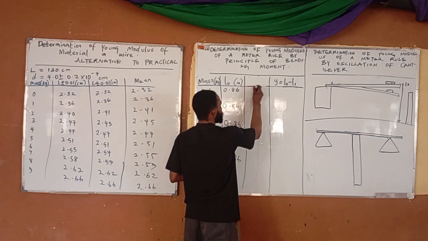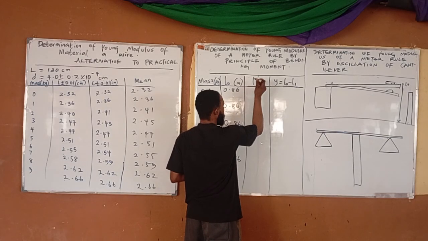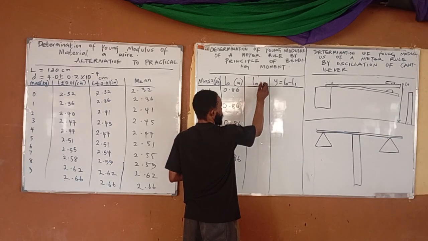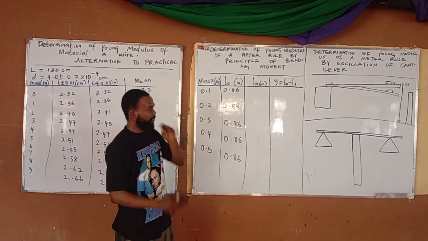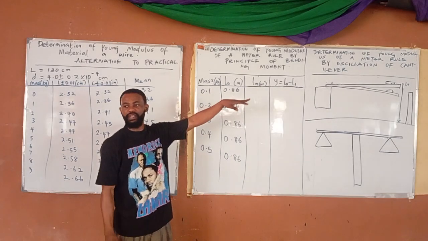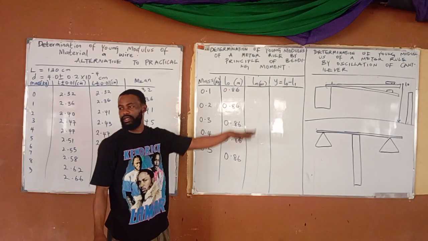So you've noted how to do this practical. Let's say I now have L0m. That is the average here. Now, if I have this, I want to believe we understand the concept of what we are doing here.